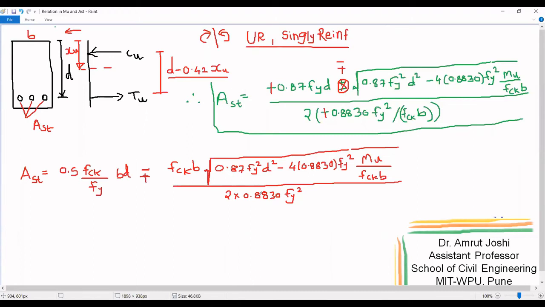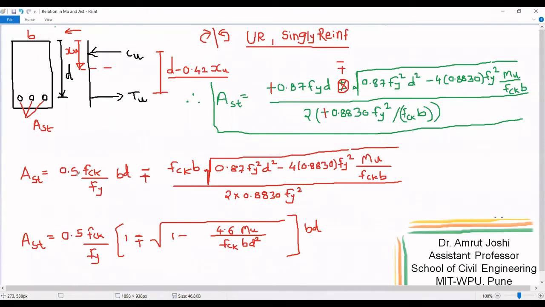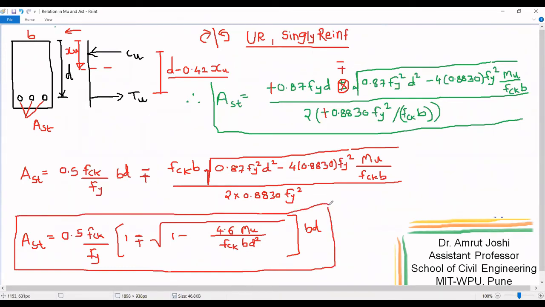And then if I further simplify by taking 0.5 fck upon fy bd common from both these terms, I get AST equal to 0.5 fck upon fy into bd common. So therefore in bracket, the first term will become 1. This minus plus will remain as it is. And after simplification, under square root sign, I will get 1 minus 4.6 Mu upon fck bd square. So this is the expression for area of steel to be provided on tension side for desired value of Mu.